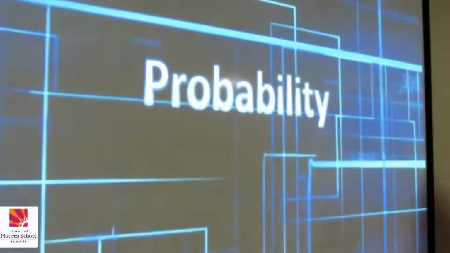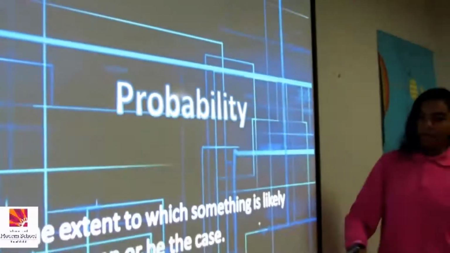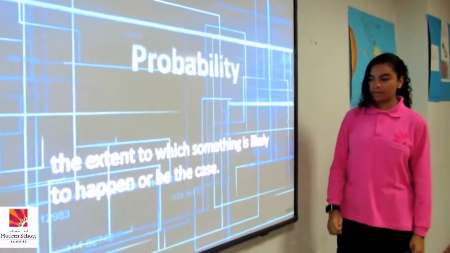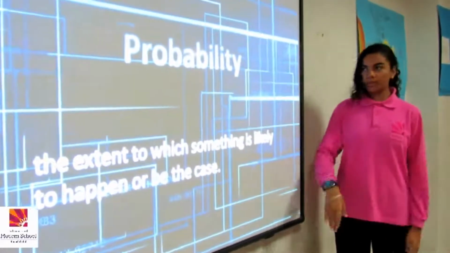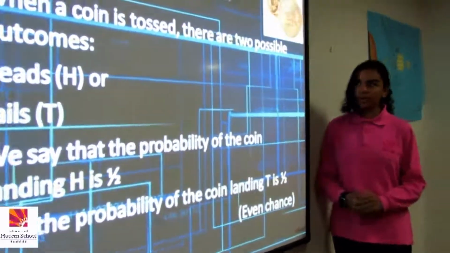Today I'm going to take a really interesting title. It's probability. Probability is the extent to which something is likely to happen, or be the case. So what's going to probably happen? Like tossing a coin, we use probability in it.